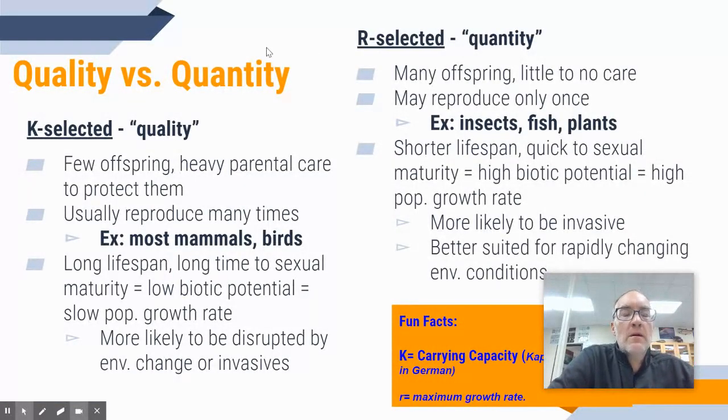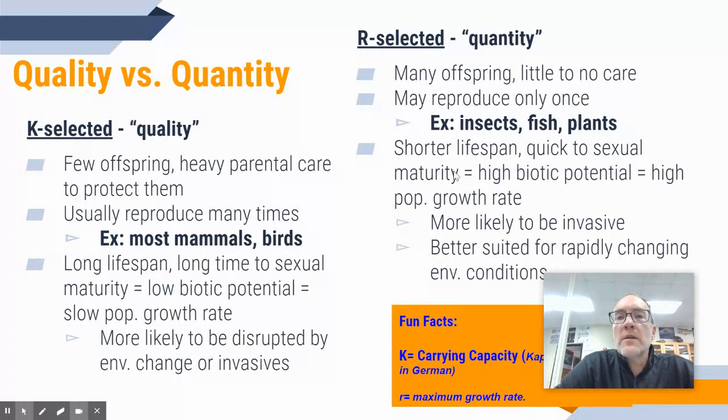So K-selected, I want you to think about quality. Their reproductive strategy is to have few offspring, tend to have high parental care, usually reproduce many times during the lifetime. Examples, birds, mammals, usually have a long lifespan, a long time before sexual maturity, usually a very low biotic potential and slow to grow, much more likely to be disrupted by environmental change, disturbances, invasive species.